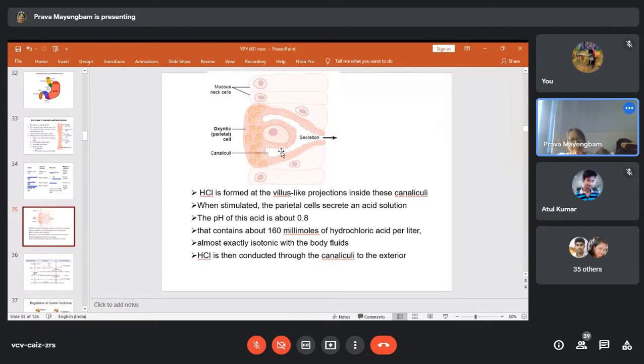So this oxyntic cell will be producing HCl. How? The hydrogen ion will be produced over here and it will come to this canaliculus. Chloride will also come from here and be added into this canaliculus, and then hydrogen and chloride will combine and form HCl. The HCl so formed in this canaliculus will come out of the canaliculus and be poured into the duct.